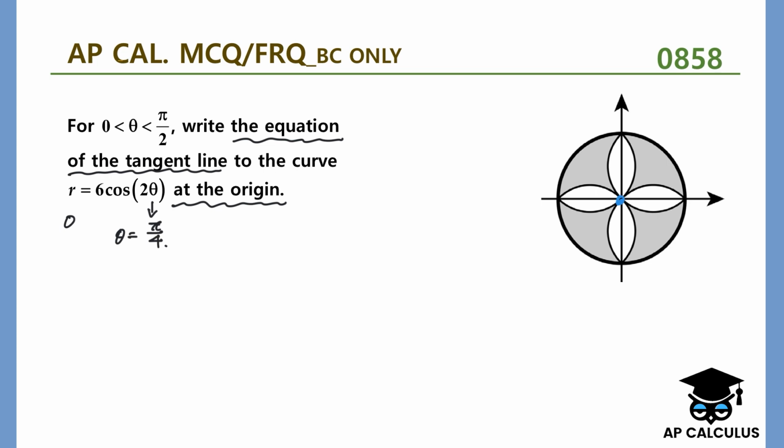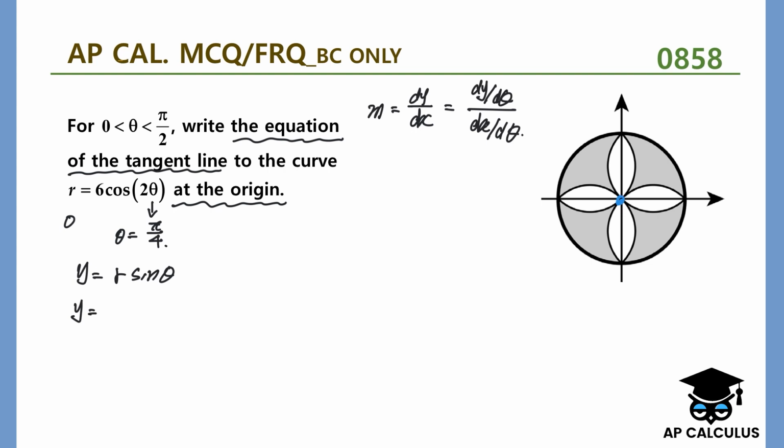Okay, let's find the slope of the tangent line. The slope is equal to dy/dx, but in a polar curve, we have to write (dy/dθ) over (dx/dθ). And we know that y = r sin θ and x = r cos θ.